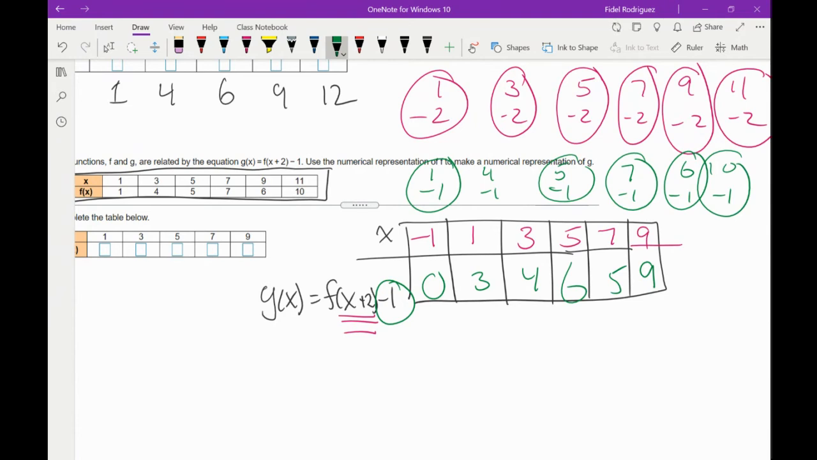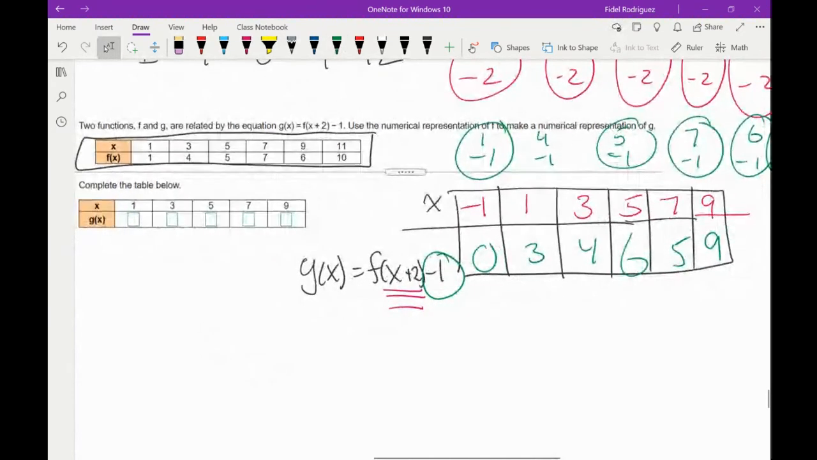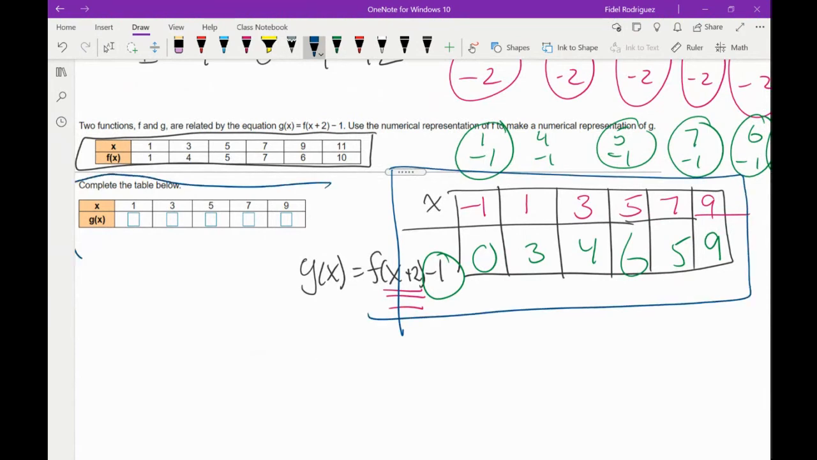Guys, just like we did before, we made our own table. They gave me a table. I don't care. I'm going to make my own. Now, what I want you to notice is, look at our table and look at their table, right?